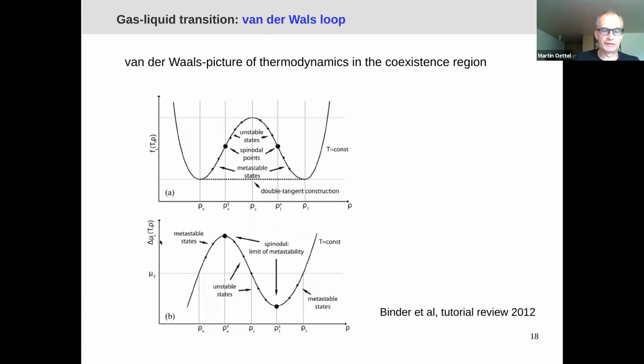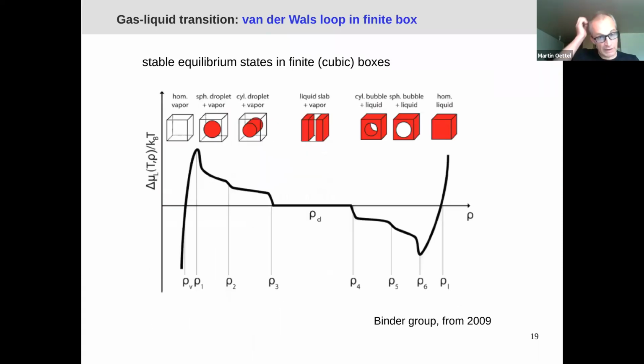This translates to the chemical potential in the following manner. So there is the coexistence chemical potential here, and there is the standard van der Waals loop of the chemical potential. Now, if you put the system into walls, so you have a finite system, then actually the shape of this new equation of state, as I would call it, is quite different from the van der Waals loop. And this is due to these appearing stable droplet states.